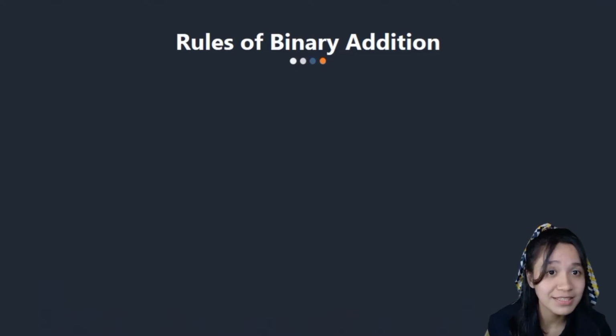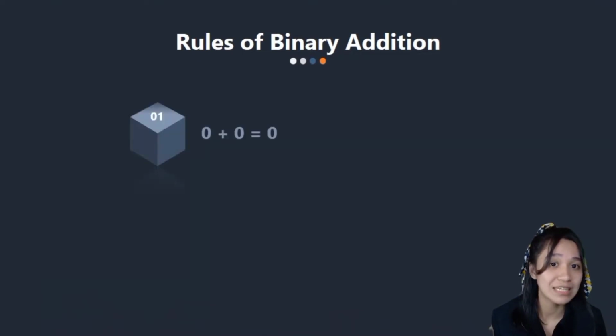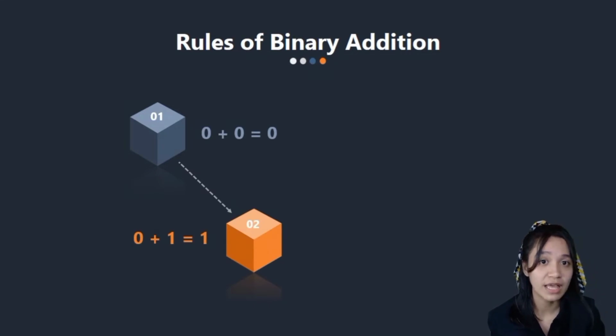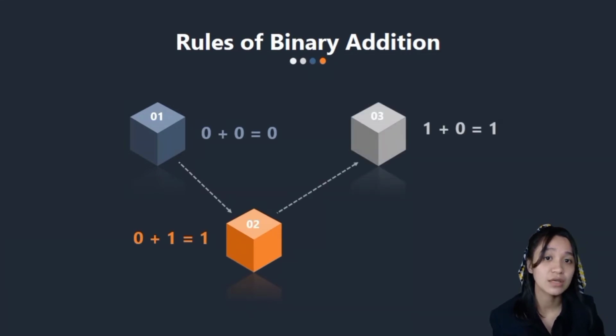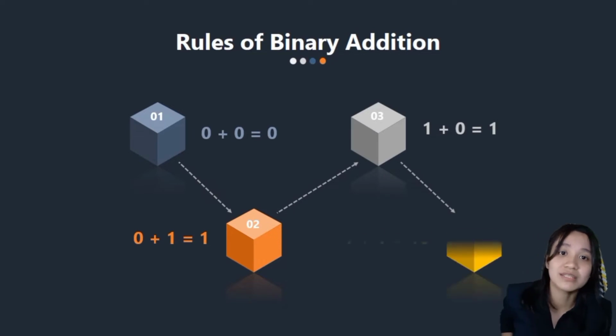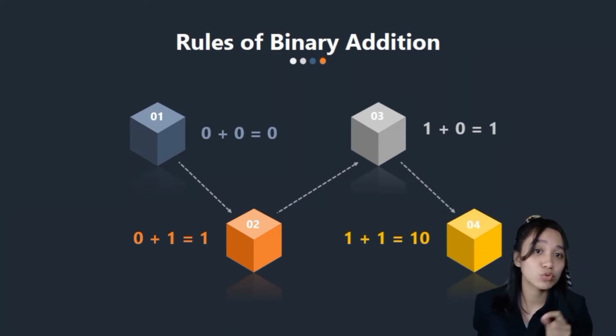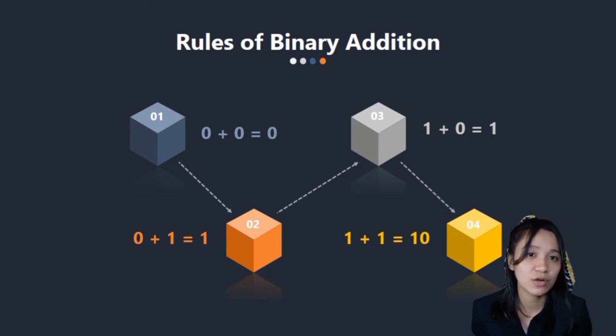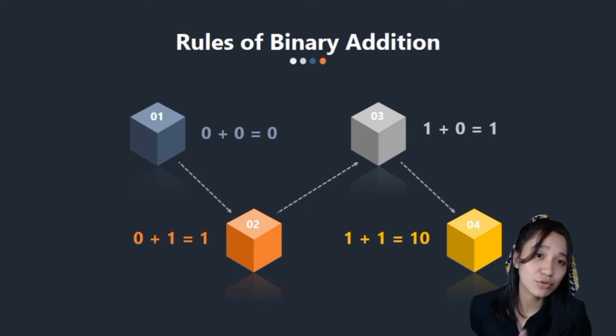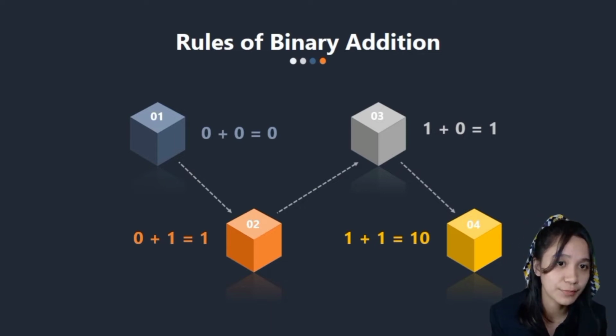The four rules of binary addition are: 0 plus 0 is equal to 0, 0 plus 1 is equal to 1, 1 plus 0 is equal to 1, and 1 plus 1 is equal to 10, because 10 is equivalent to 2 in decimal. Why? Since we already have discussed the conversions of decimal to binary, let's do it here.